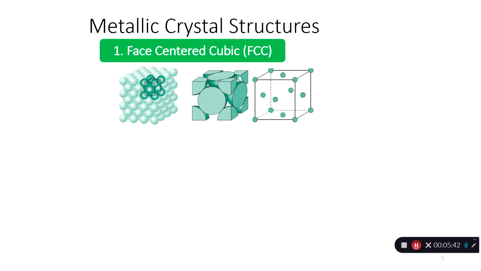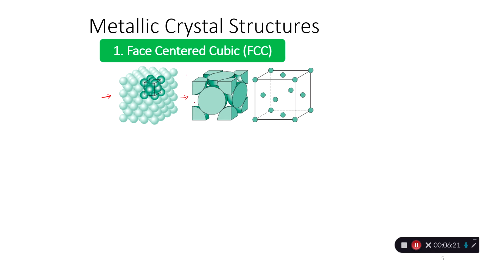Now, there are three types of structures that we're going to look at. Actually, there are more than that, but we're going to look at these three. The first is face-centered cubic. This is the structure. You can assume that all these are atoms being arranged. If you take only one portion, you take a unit cell out, you cut this structure and take only the cube that we see here, this is what we are going to get.